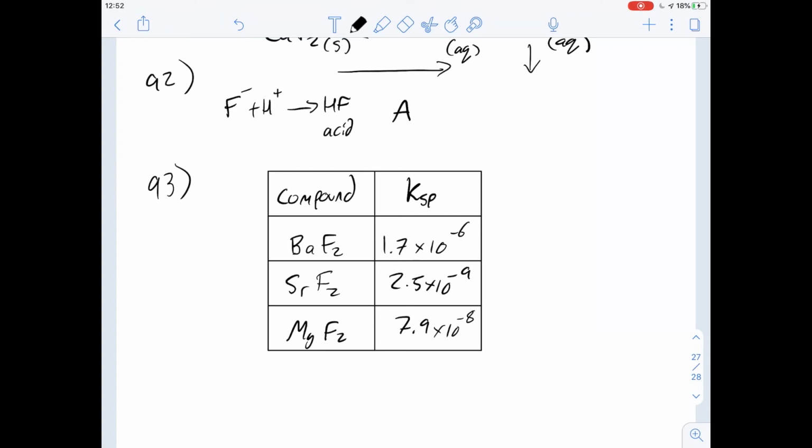So the ones with the lowest KSP will be the first to precipitate out, or the most likely to precipitate out. So this is the lowest KSP, so this will precipitate out first, then this one, and then this one. So then that gives us an answer of C for strontium fluoride, then magnesium fluoride, and then barium fluoride. So the answer for number 93 is C.